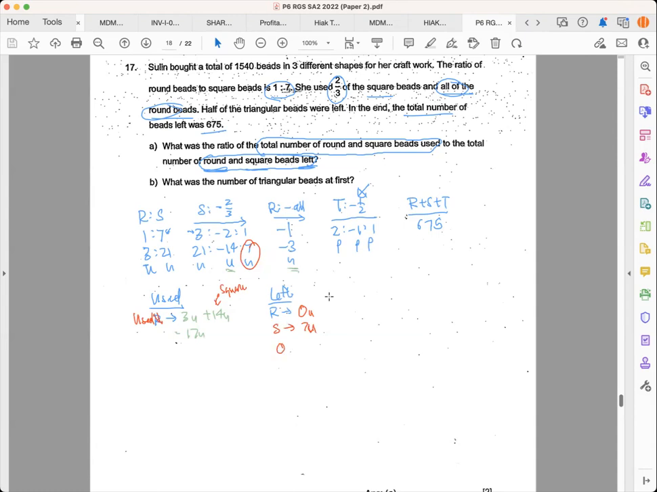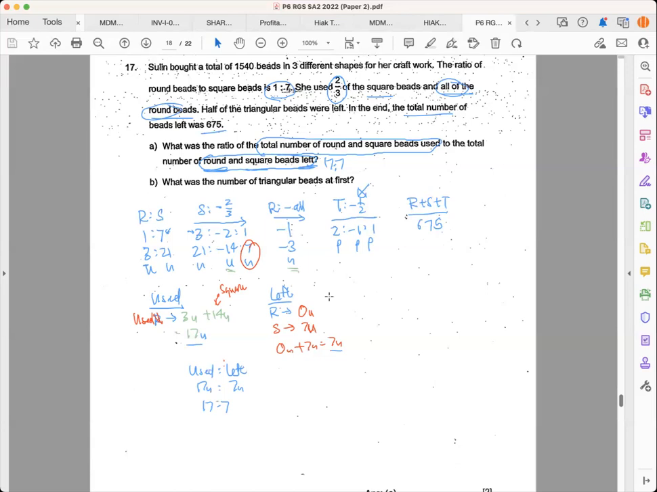So altogether, 7 units. Sorry, I used the wrong word, I'm using a color pen. So therefore, used is 17 units. Left is 7 units. So the answer is 17 is to 7.